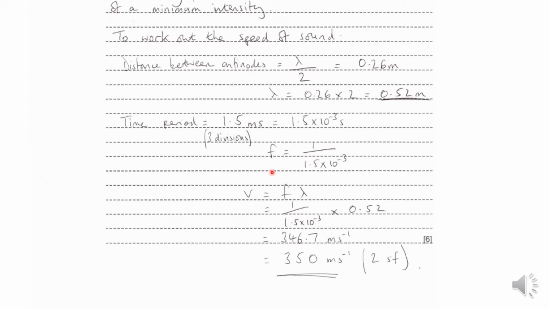We need to remember that frequency is 1 over the time period, and similarly time period is 1 over the frequency. So we put these numbers in, so frequency times wavelength, and we get a speed of 346.666666666 and so on meters per second. Everything here is given to you in two significant figures, so our answer should be the same, so 350 meters per second.